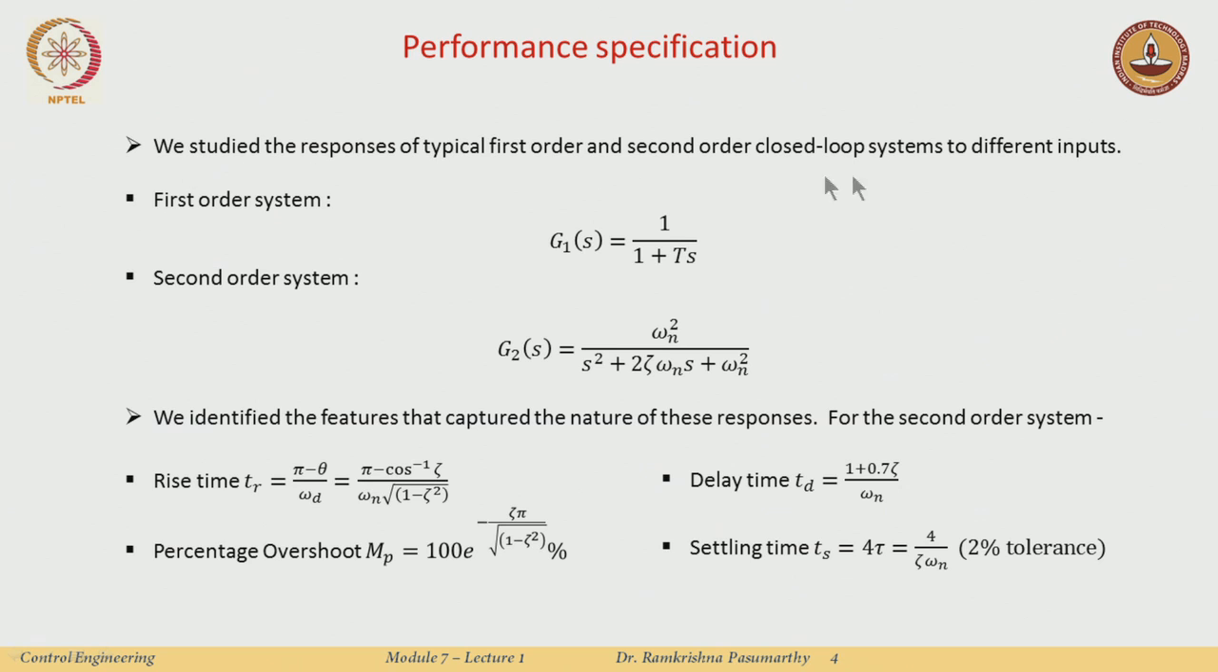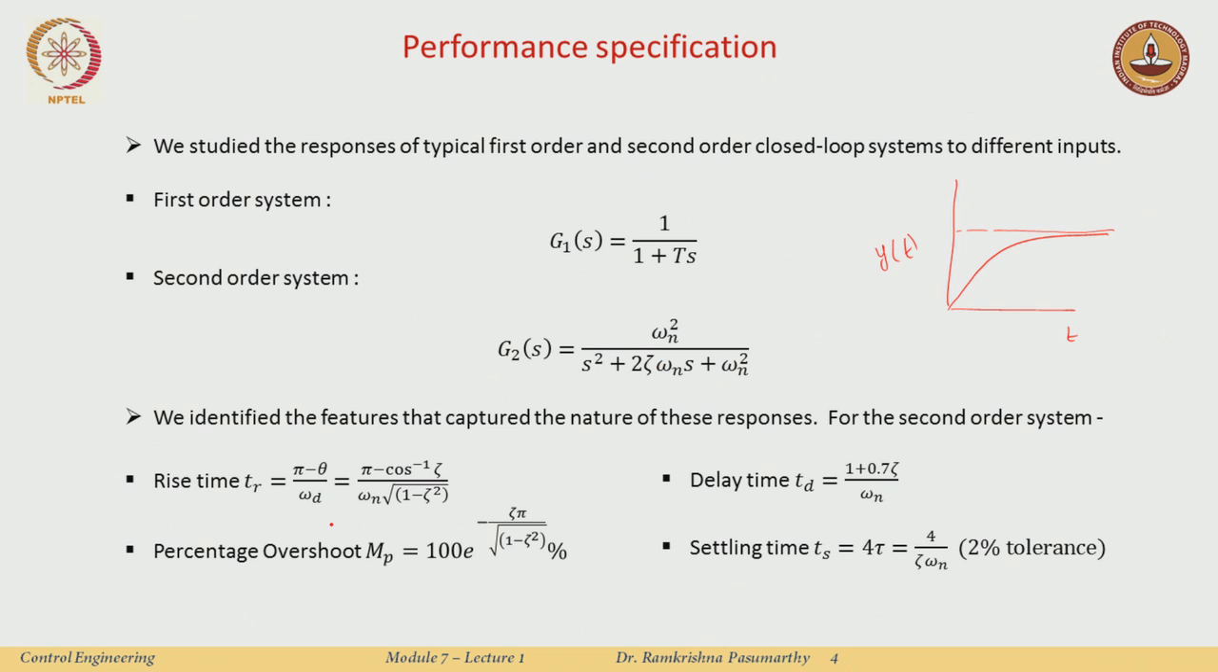A typical first order system with some time constant T looks something like this. G1 is 1 over 1 plus Ts, and then its response was typically like this, depending on the time constant how fast or how slow it was, and it had also inherently some steady state error. So, this is u of t and this is, let me call this, y of t or c of t depending on whatever terminology or notation we are using. The second order system was of this form. I had the natural frequency omega n square, I had the damping ratio zeta and so on.